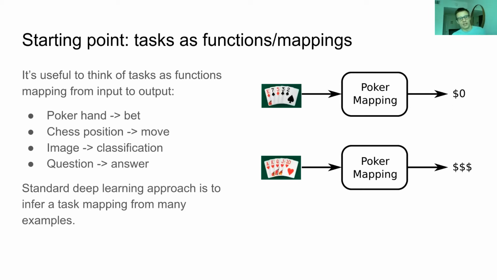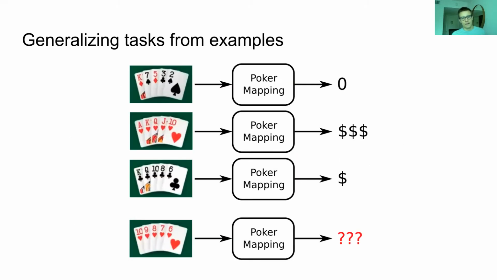And the standard deep learning approach is to infer task mapping from many examples. So we train a system on 1 million hands of poker, and then it's able to generalize to new hands. In particular, the idea is that if there's structure in the task, in the way that examples relate to each other, then deep learning will be able to generalize. So if you teach a system that in poker, this hand is pretty bad and it should bet 0, this hand is very good and it should bet a lot of money, this hand is okay and it should bet some money, then the system should be able to infer from these examples that this hand looks a lot like another hand that was good, and therefore I should probably bet a lot of money on it.